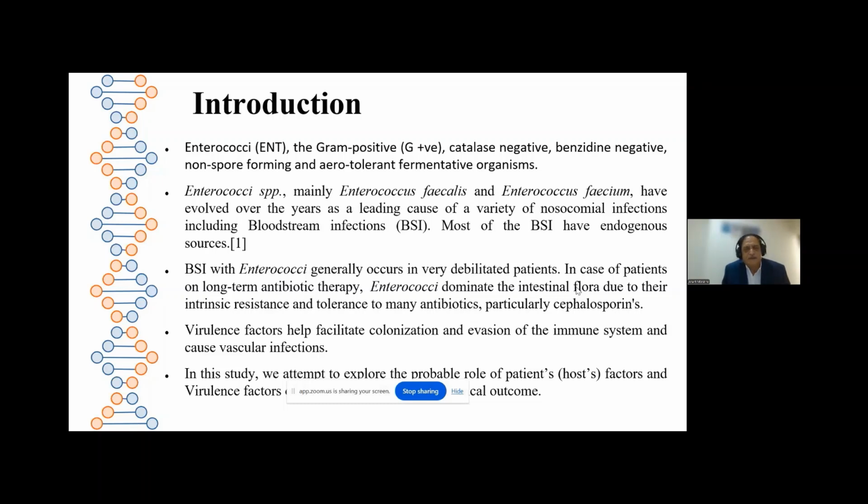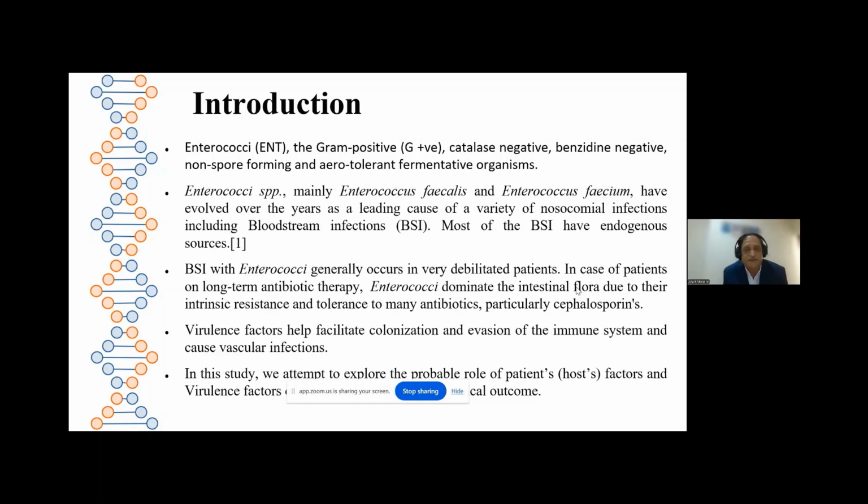So going ahead with the topic, Enterococcus species, mainly Enterococcus faecalis and Enterococcus faecium, have evolved over the years to become the leading cause of a variety of nosocomial infections, including bloodstream infections. Most of the BSI have an endogenous source. BSI with Enterococcus generally occurs in very debilitated patients.